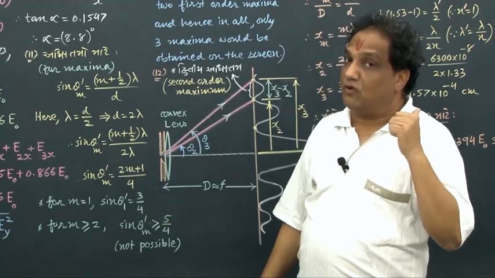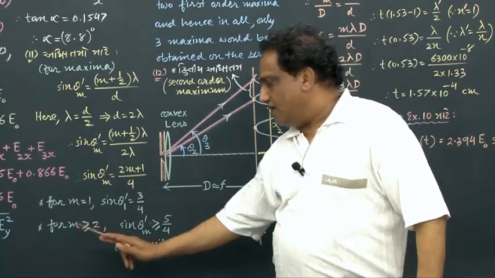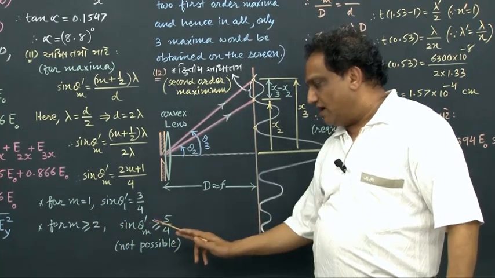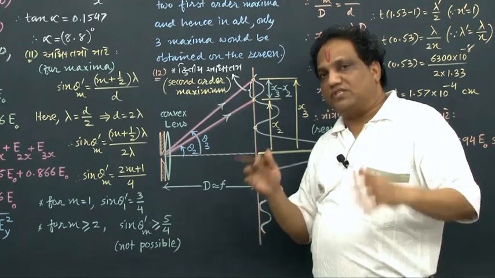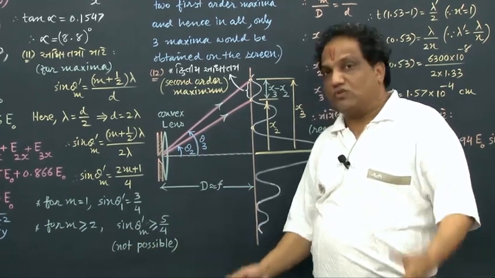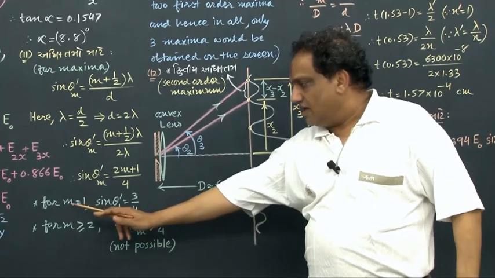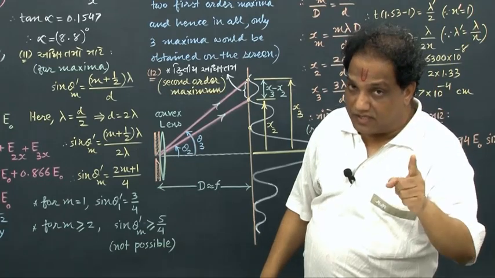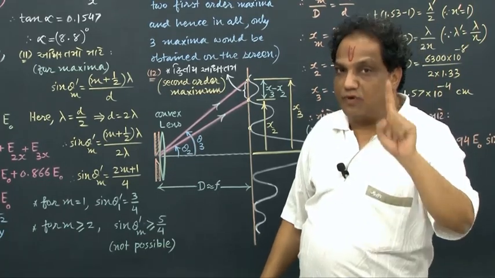Now sin theta value cannot be greater than 1. So if you take m equal to or greater than 2, then sin theta m dash value comes out to be greater than or equal to 5 by 4, which is greater than 1, not possible. I have written here, not possible, correct. So what is the only possible value for m? Right, now only m equal to 1. Only m equal to 1 is possible means first order maximum is possible.